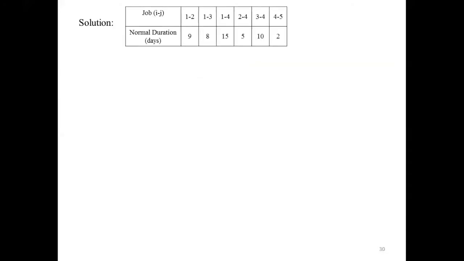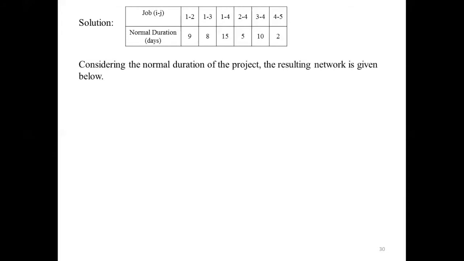Whatever table is given with respect to job and normal duration, you need to copy down the same, and considering the normal duration of the project, the resulting network is given below. That means you need to construct a network diagram. Since there is an activity between 1 and 2, you have to represent it with nodes 1 and 2, and write the normal duration between activity 1 and 2 as 9.